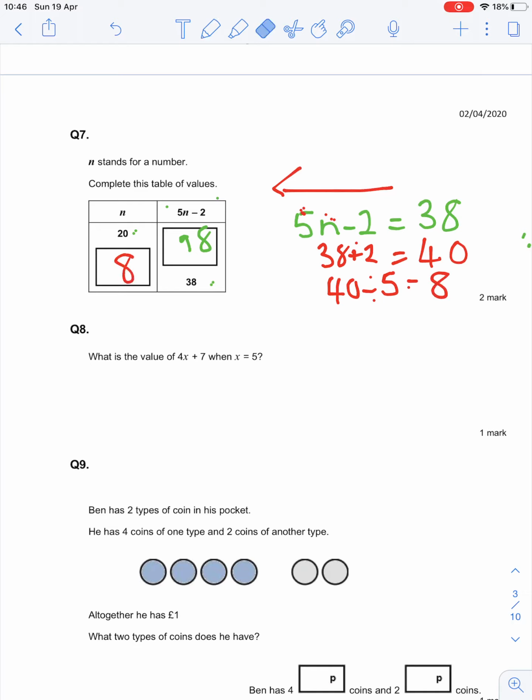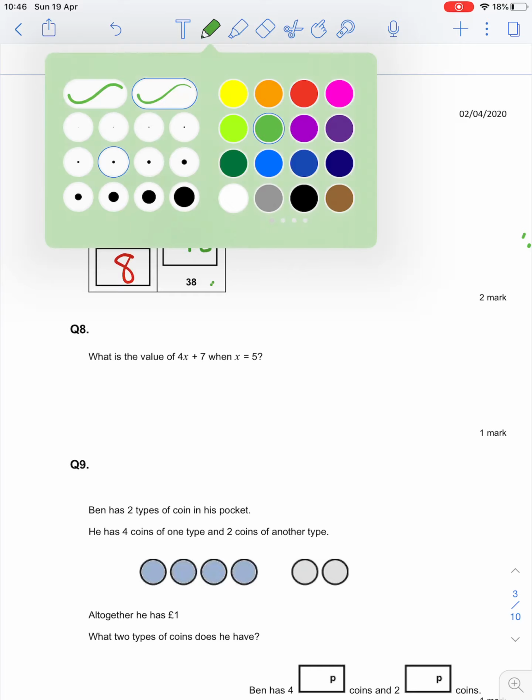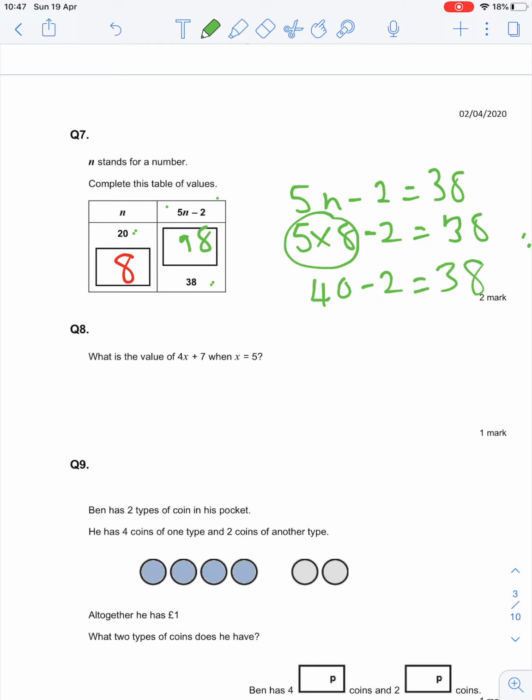What am I going to do? I'm going to check by saying 5n minus 2 equals 38. So 5 times 8 minus 2 equals 38. So I know that this has got to equal 40. 40 take away 2 is 38. So I know that 8's correct.